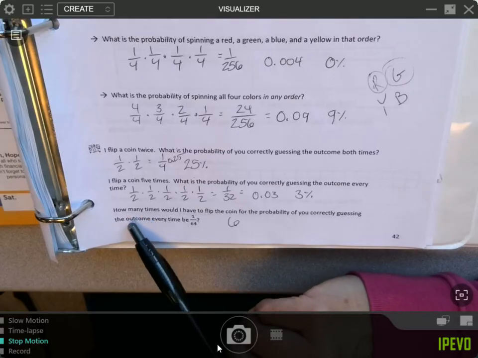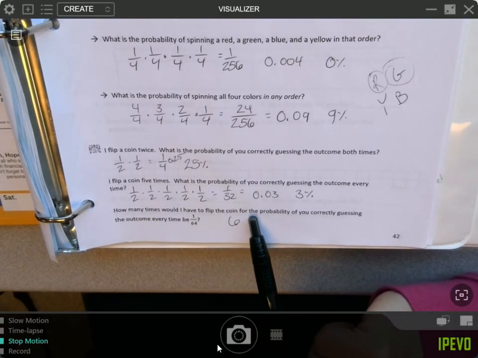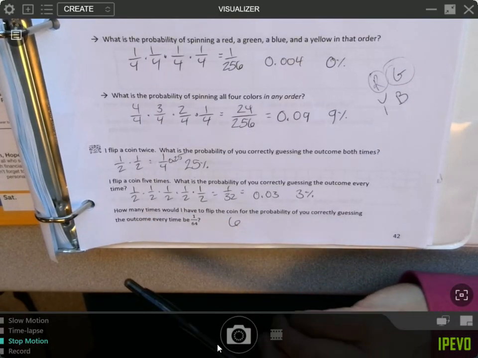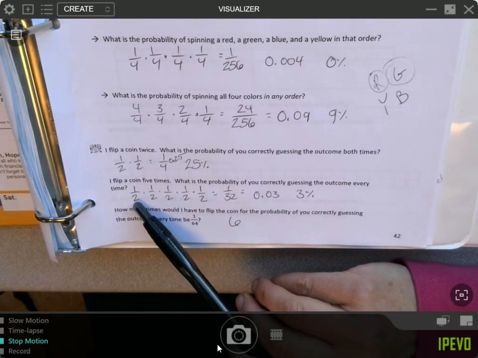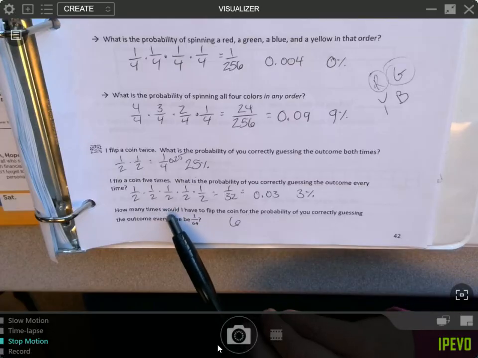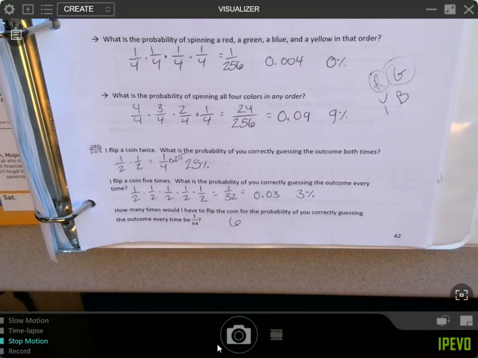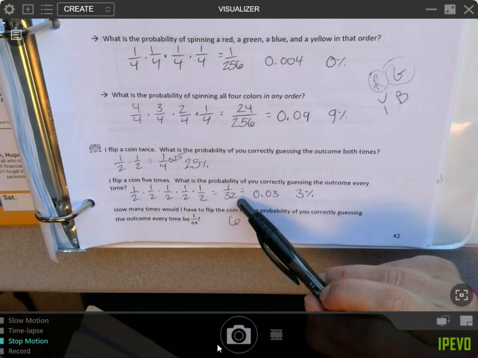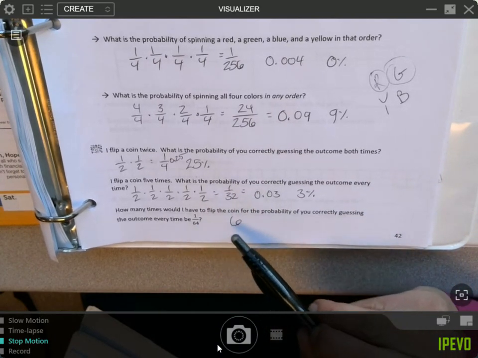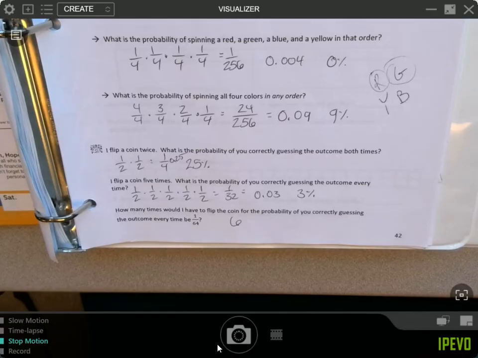Our last one, how many times would I have to flip the coin for the probability of correctly guessing the outcome every time to be 1 out of 64? Well, if I looked up at the one above, and I know 5 times would be 1 out of 32, I multiply that by another 2, and I got that 64. So I knew it would be 6 times. I have no idea how I got it.